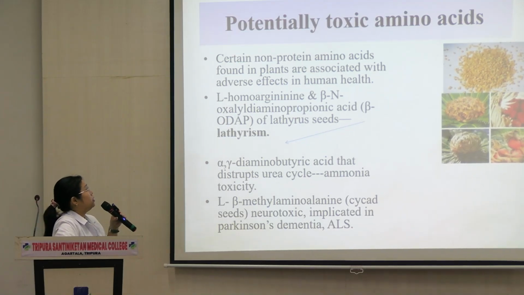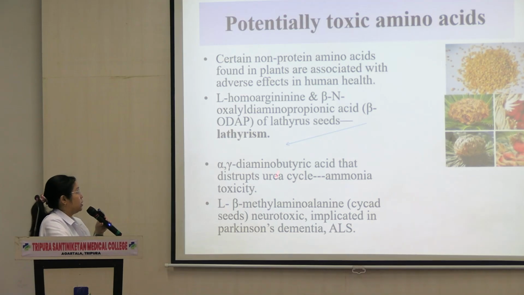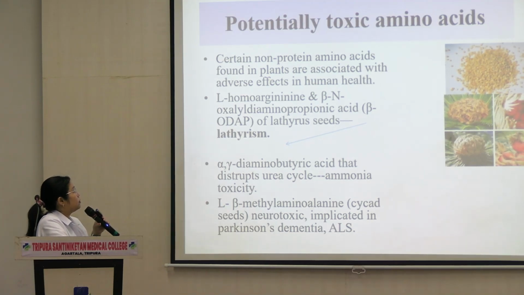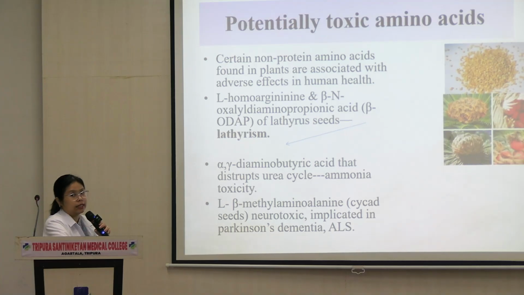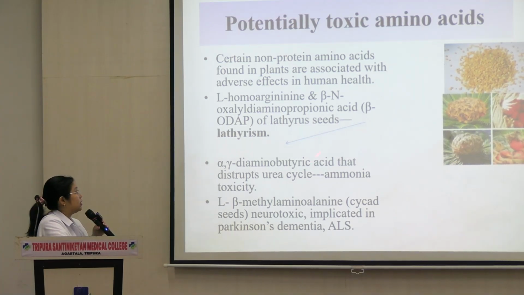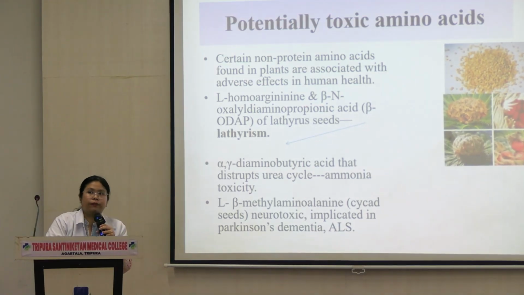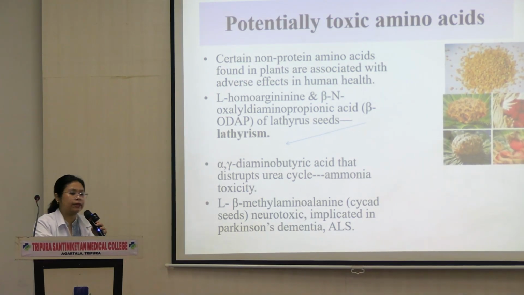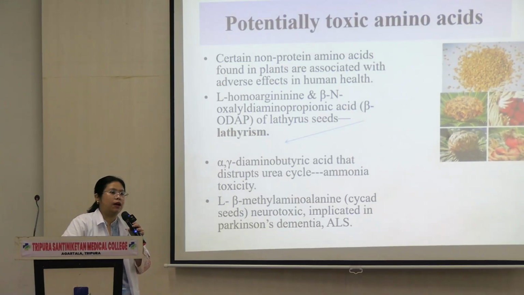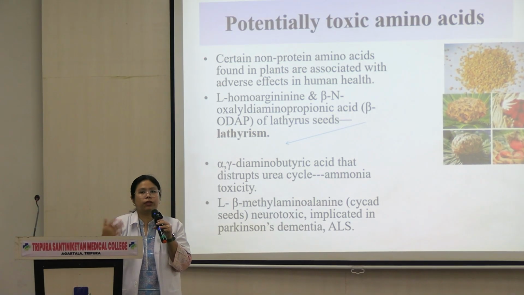So kesari dal, or the Lathyrus seeds, okay. They have something called beta-ODAP, or beta-oxalyl diaminopropionic acid. So the seeds of this dal have this particular component in them, which causes lathyrism. So what happens in lathyrism? There is a paralysis-like state in the body. Okay, you can say paralysis only.